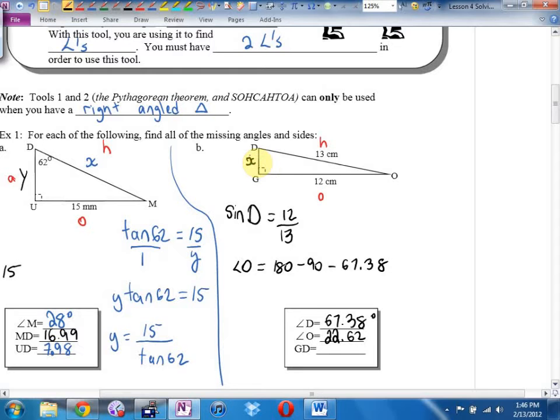Now, we can use SOHCAHTOA, or we can use Pythagoras. I'm going to choose to use Pythagoras because, Nikki, if I use SOHCAHTOA, I have to use this angle or this angle. And I might have got one of these wrong. I know the 12 and the 13 are right because, Joel, they gave me those in the diagram. Right?